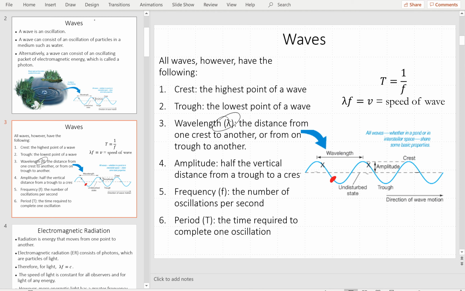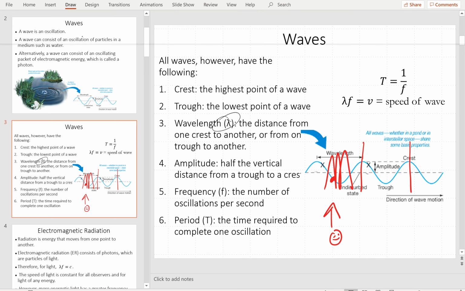If you stare at this point, right, let's say this is you, you're going to notice the wave moving up and down, up and down. And one complete oscillation is going to correspond to one wavelength. That's what I just defined earlier. And the number of oscillations per second is the frequency.